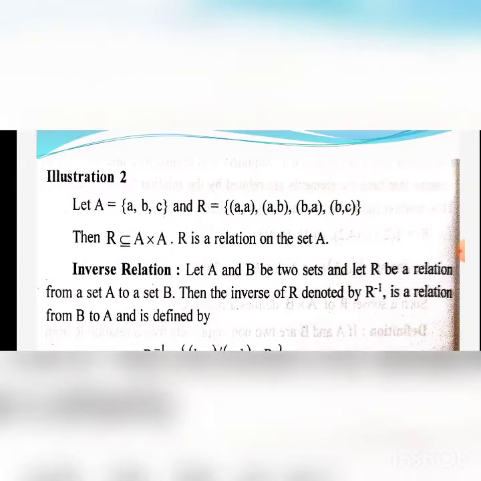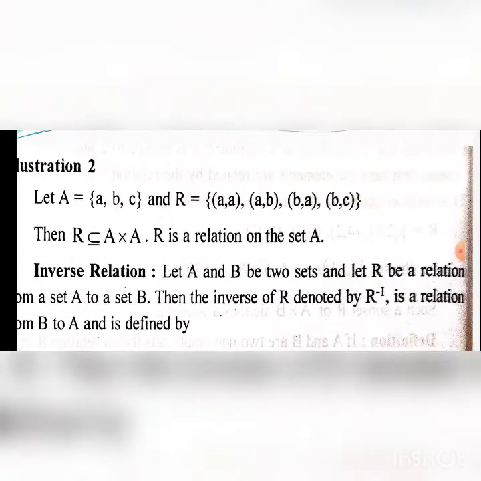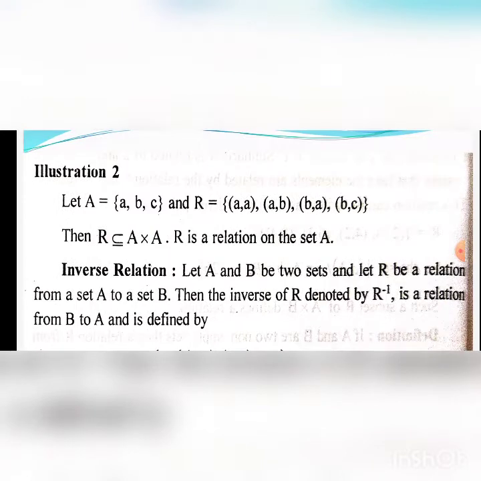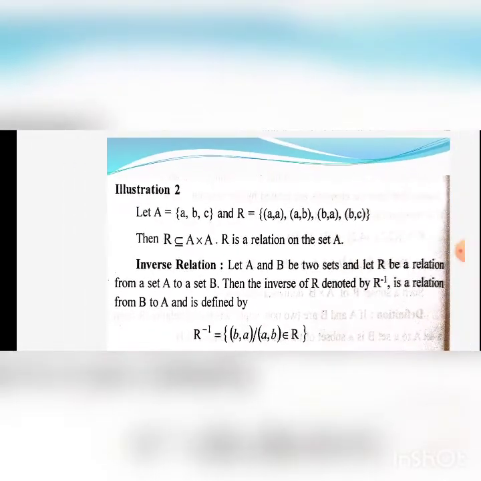So see here the next example. Let A equal {a, b, c} and R equal {(a, a), (b, b), (a, b), (b, c)}. Then R is a subset of A cross A. This means R is a relation on set A.